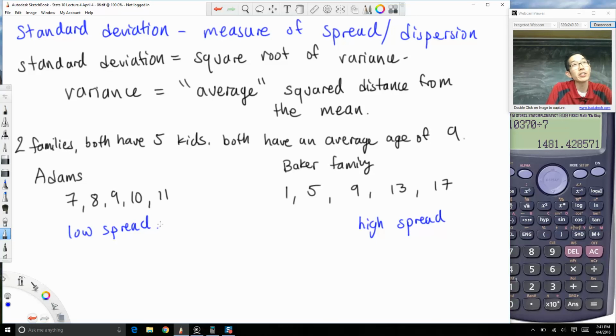And rather than just using terms like lots of spread, little spread, it's very clear with these numbers, with these ages, because we can kind of visualize what this looks like. The standard deviation is a number that we can assign to this concept of high spread versus low spread, okay? So let's take this definition of the variance and the standard deviation.